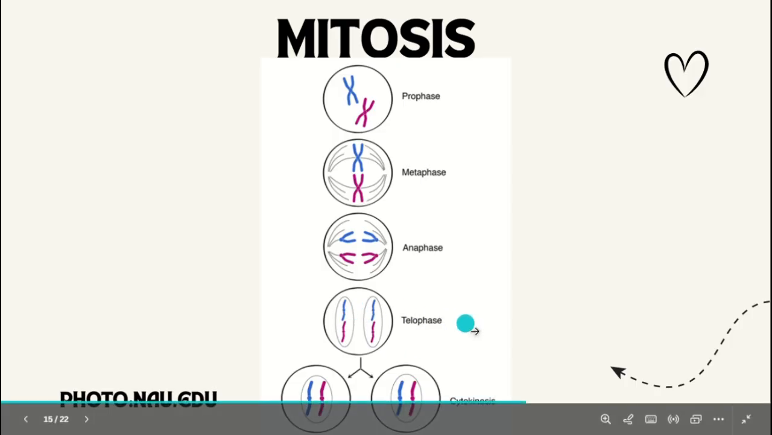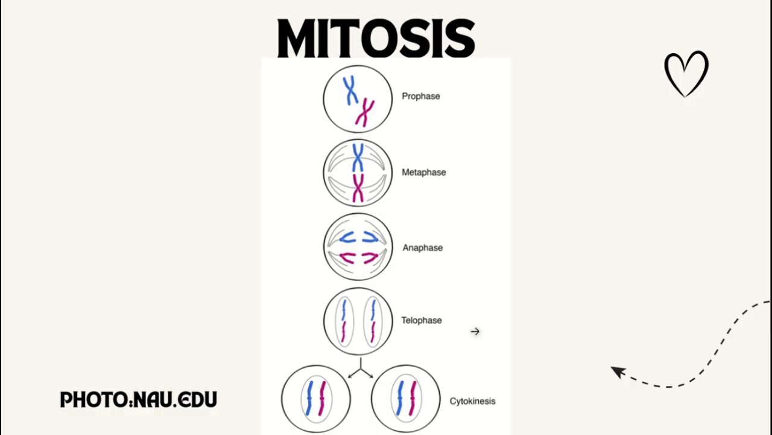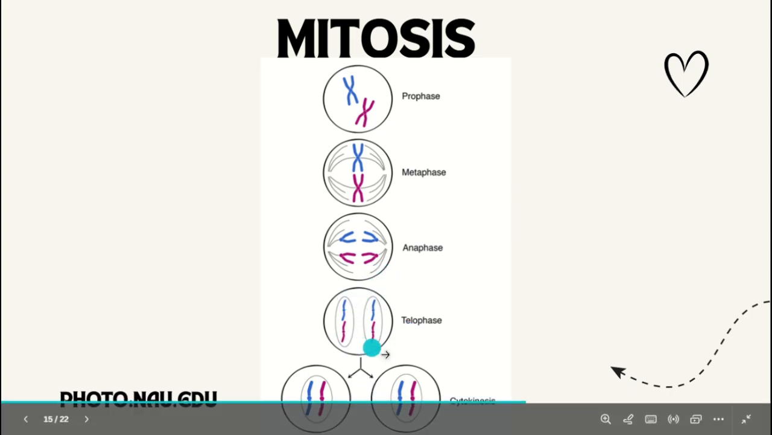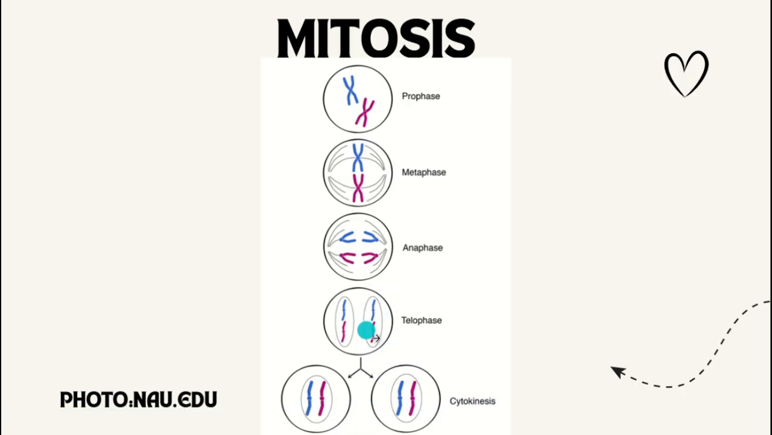And also in telophase, this is where we have the nuclear membrane. So the nuclear membrane starts building up. The circle around it is the nuclear membrane, right? And the chromosomes start becoming decondensed. As I said, this diagram is not the best diagram, but they become decondensed.